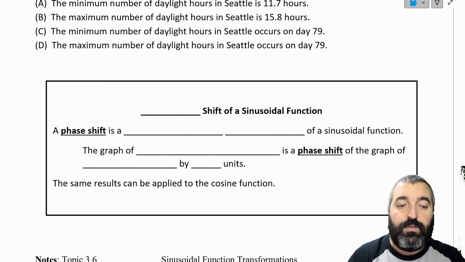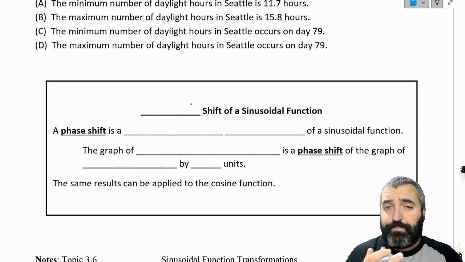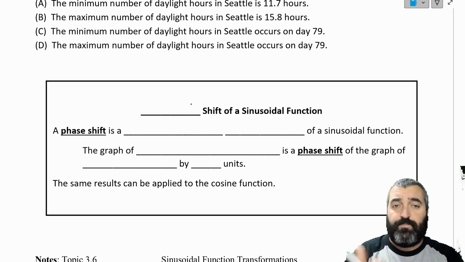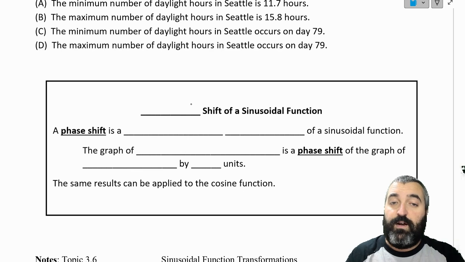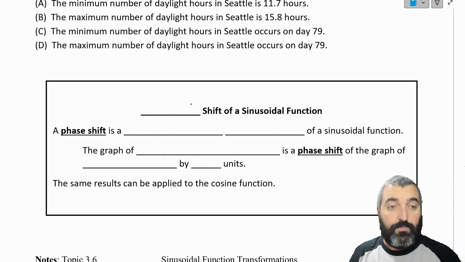We are continuing with topic 3.6, sinusoidal function transformations. And we've talked about, in the previous video, vertical translations, vertical dilations, and horizontal dilations. So, right, we had amplitude, midline change, and period change. We also talked a little bit about reflections.